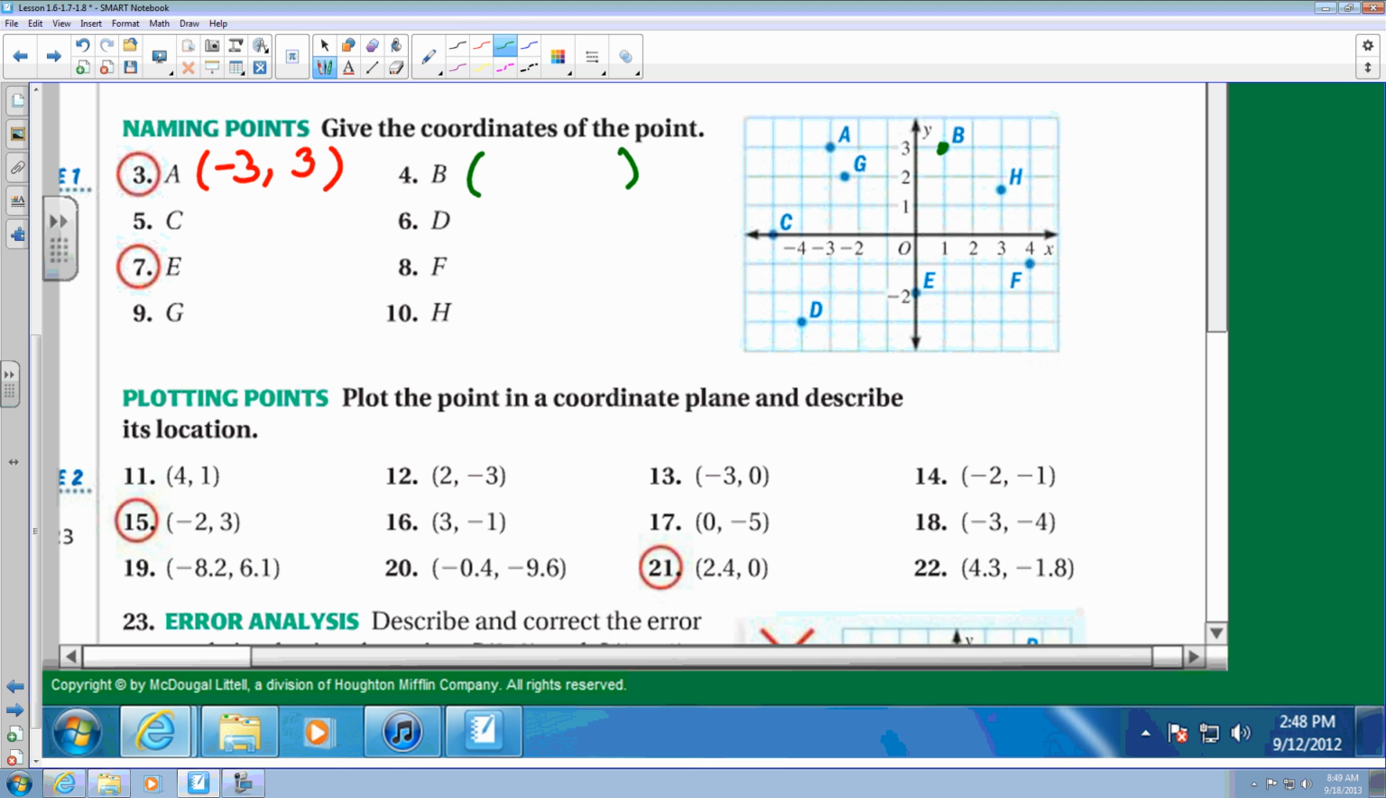If I look at B here, which is right here, our point is to the right of the origin, so it's going to be positive, a positive 1. Also the point is above the origin, so it's going to be positive in the y-coordinate, a positive 3. Now for C, which is right here, I look at the point, it's to the left of the origin, so it's going to be a negative x value: 1, 2, 3, 4, negative 5. And it doesn't go up or down from the origin, so I just leave it at 0.